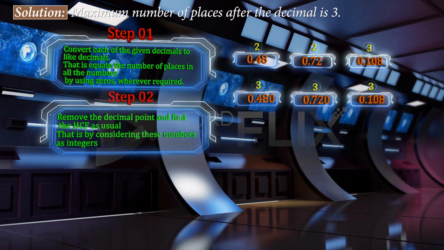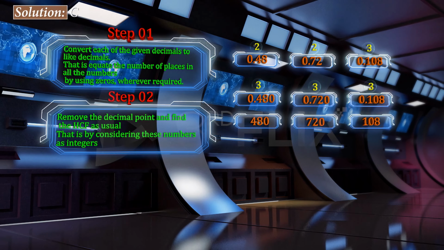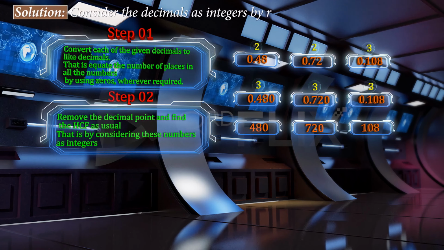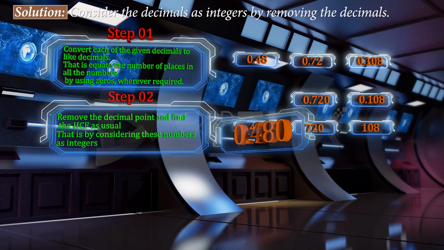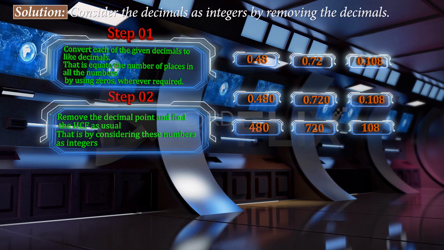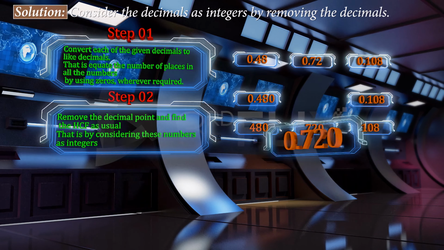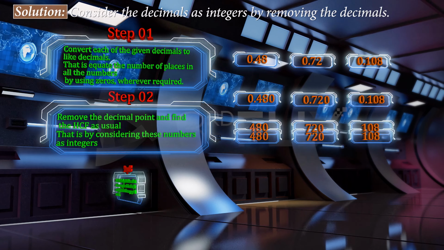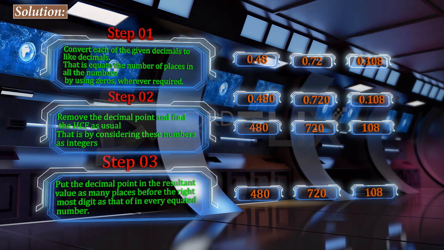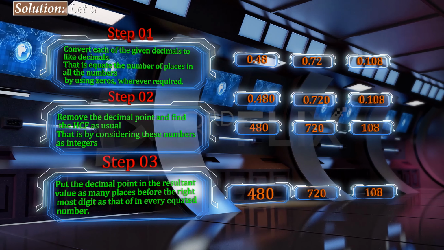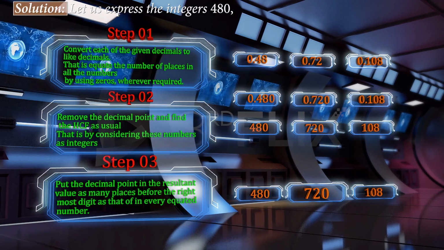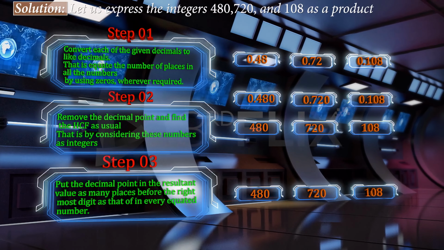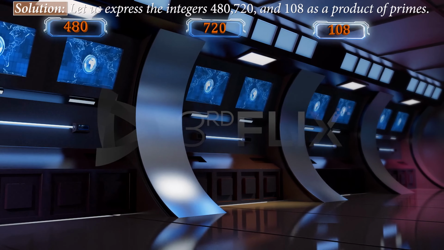Step 2. Now let us consider the decimals as integers by removing the decimals. 0.480 implies 480. 0.720 implies 720. 0.108 implies 108. To find the HCF of the given decimals, let us express the integers 480, 720 and 108 as a product of primes.